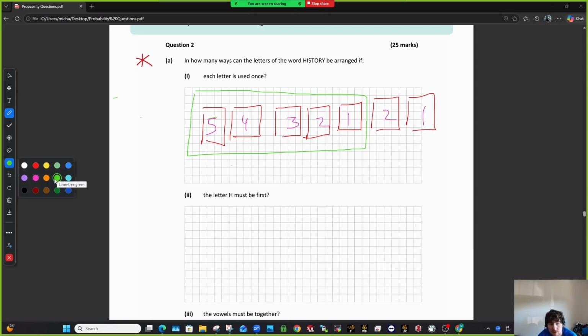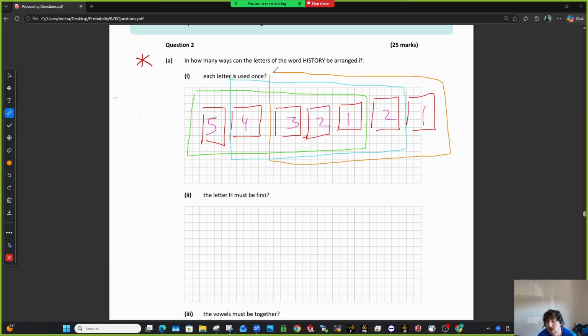Great, now let's think about it. Where can the consonants move? They can move as a unit into this slot, or they could move as a unit to this slot. So there's only 3 places they can move, okay? So all we've got to do is basically 3 times whatever our answer is for 5 by 4 by 3 by 2 by 1 by 2 by 1.